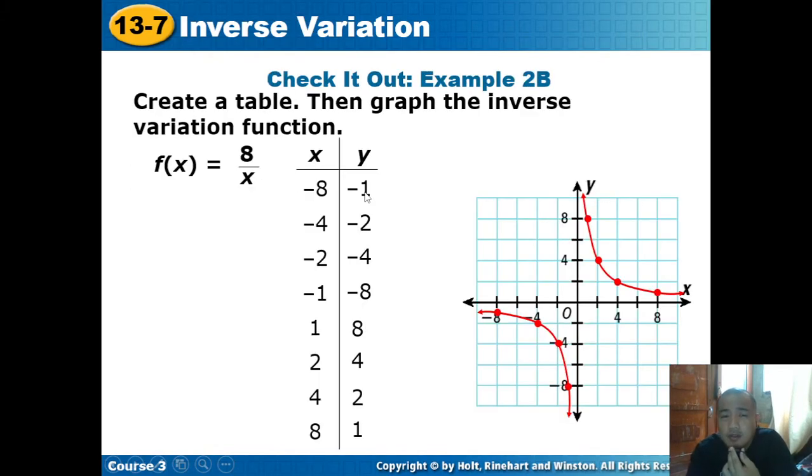So always remember the graph of an inverse variation is represented by two smooth curves. And the graph of a direct variation is represented by a straight line that passes through the origin.